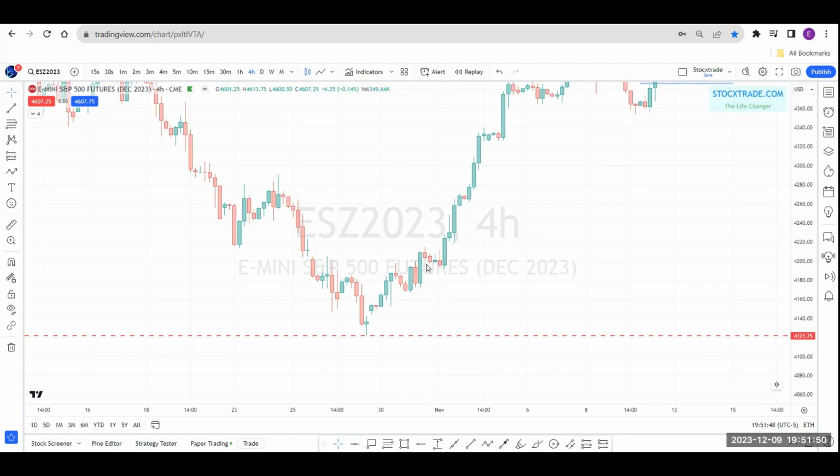Okay, this is our change of character. This is lower low, lower low, lower low, and there is a liquidity. I will tell you what is liquidity. Then there is a change of character, and then there is a break of structure. Then the market will come down to retest this demand zone. I will show you. Just see this. I'm going in the chart right now.